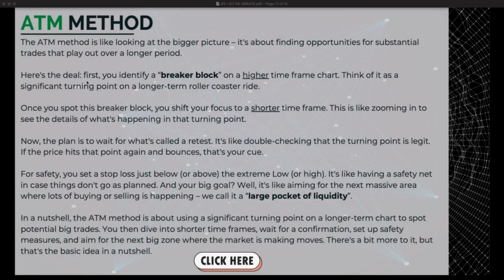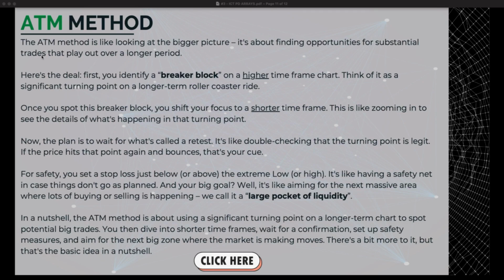Now let's talk about the ATM method. The ATM method is like looking at the bigger picture. It's about finding opportunities for substantial trades that play out over a longer period. Here's the deal. First, you identify a breaker block on a higher time frame chart. Think of it as a significant turning point on a long-term roller coaster ride. Once you spot this breaker block, you shift your focus to a shorter time frame. This is like zooming in to see the details of what's happening in that turning point.